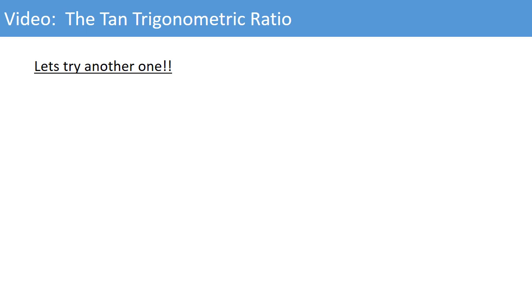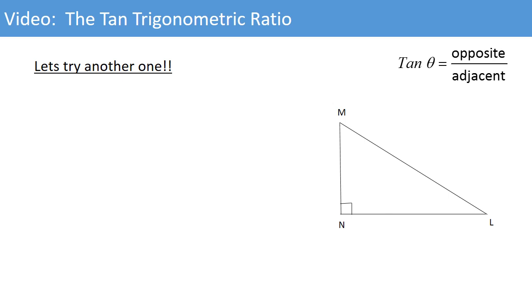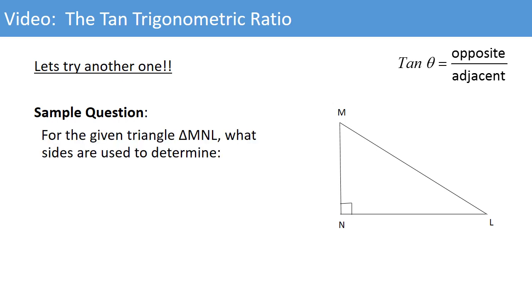Let's try another question. For this, we are going to use triangle MNL. And remember, the tan of an angle is equal to opposite divided by adjacent. Here is the sample question. For the given triangle MNL, what sides are used to determine the tan of angle L?